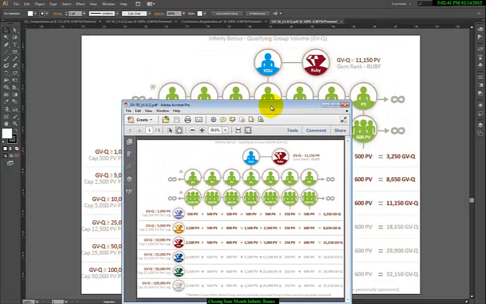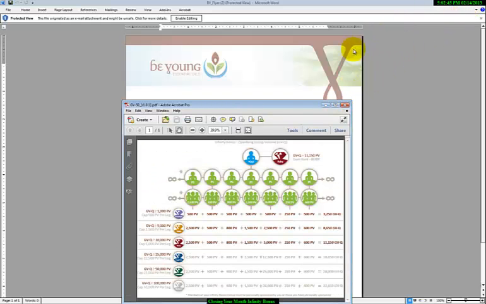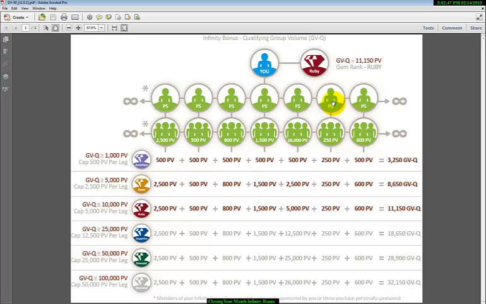That is, in a nutshell, the infinity bonus and how you can pull a rank and how you can calculate for the infinity bonus. There are some more features to the infinity bonus. Most of those are just additions to what we've already shared. But this is the basic information on understanding the infinity bonus, on pulling a rank for the infinity bonus, on becoming a gem rank, and what GVQ is and how it's calculated.